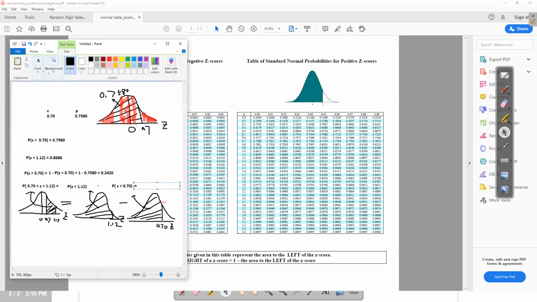Then for these two probabilities, we can look up. We already looked up from here: Z smaller than 1.12, the probability is 0.8686. Probability of Z less than 0.70 is 0.7580. And we just need to subtract one from the other, right? So if you do the calculation, that'll be 0.1106. So that's the probability of interest.